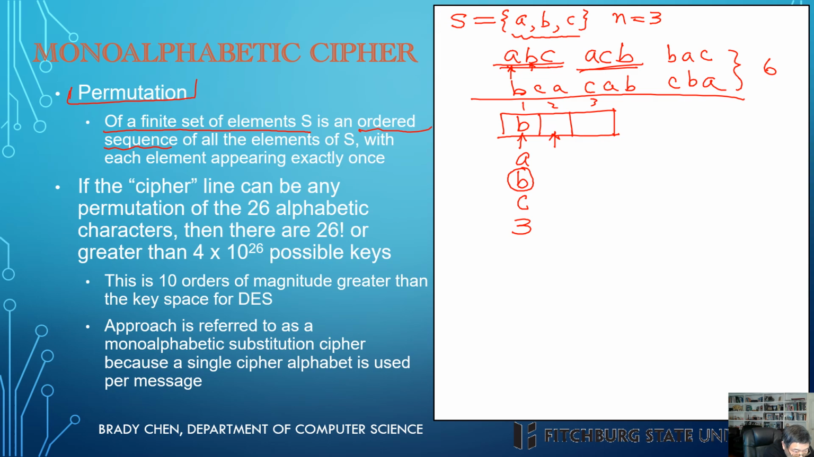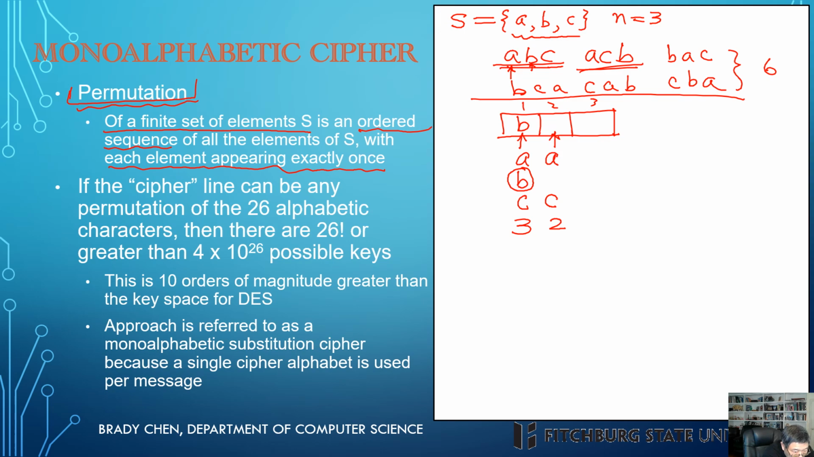Since B is already selected, now you can select A in the second position or C, not B, right? Why? Because based on the definition of permutation, we select the sequence of all the elements of S with each element appearing exactly once. So since B is selected in position 1, you cannot select B in position 2. So in the second position, you have 2 options.